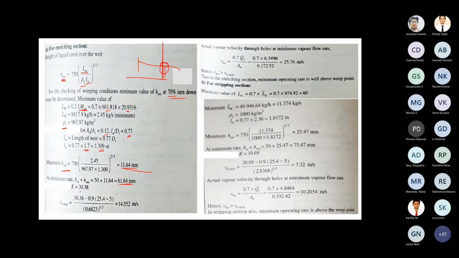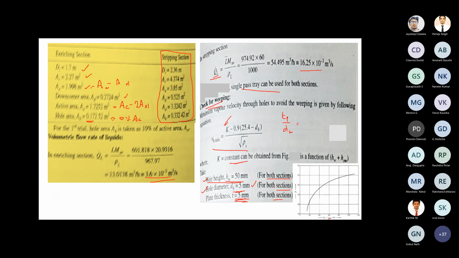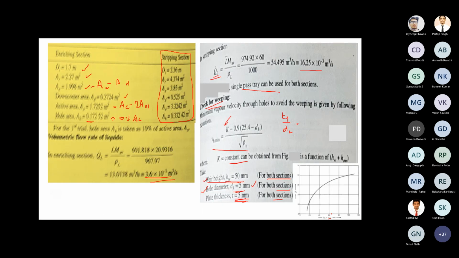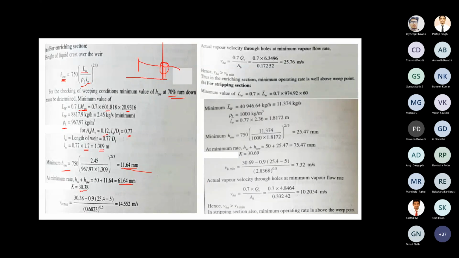So the corresponding K value you can calculate from the chart. Here you have 61, or 62. So the corresponding value you can find out, that's around 30 plus, so 30.38. So substitute here, find out the VH minimum. Hole velocity is 14.552 meters per second.